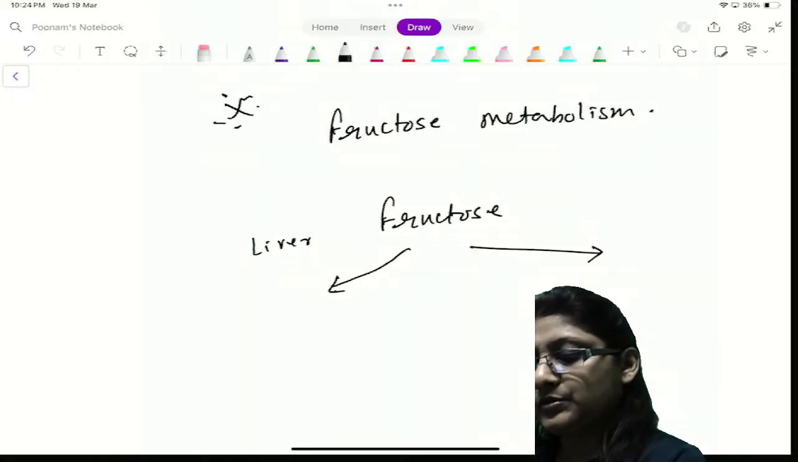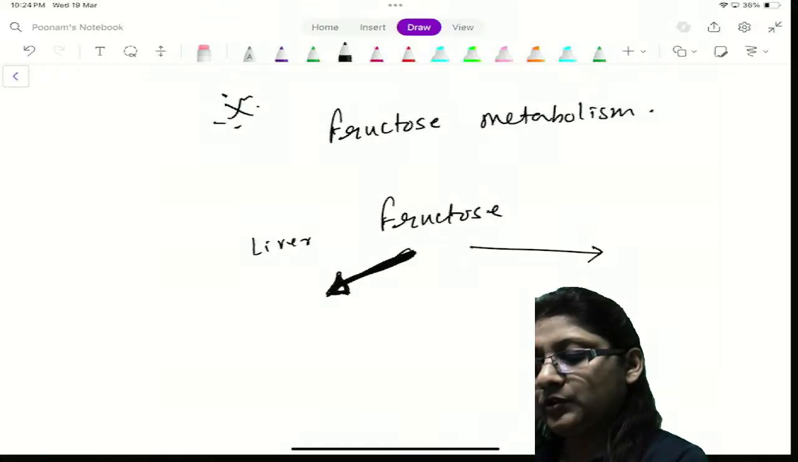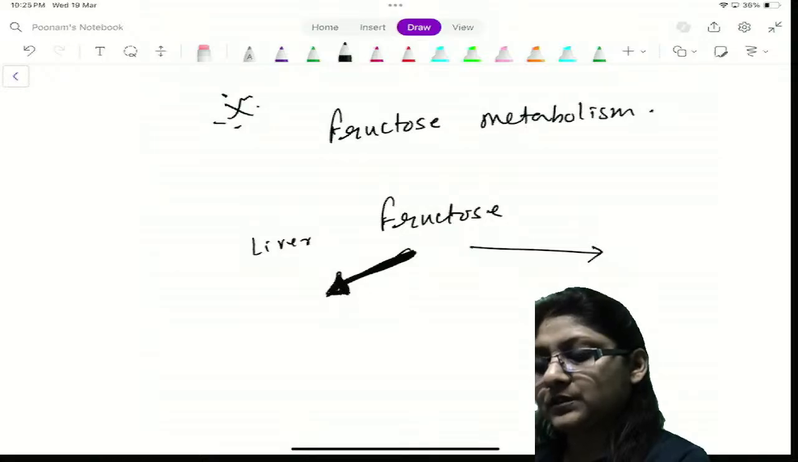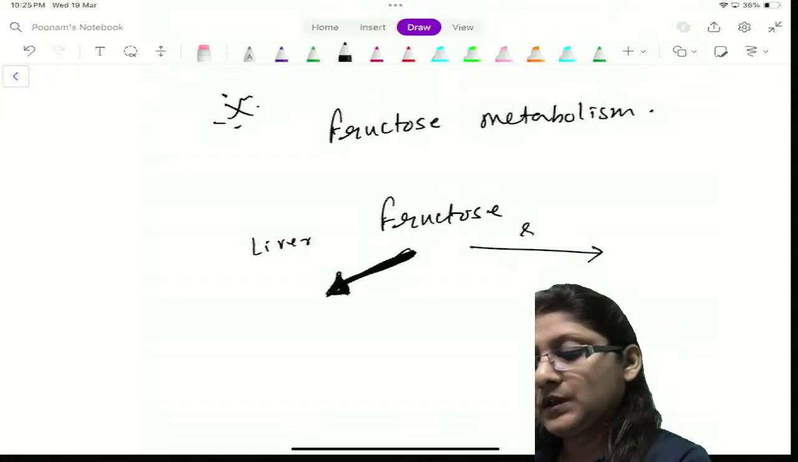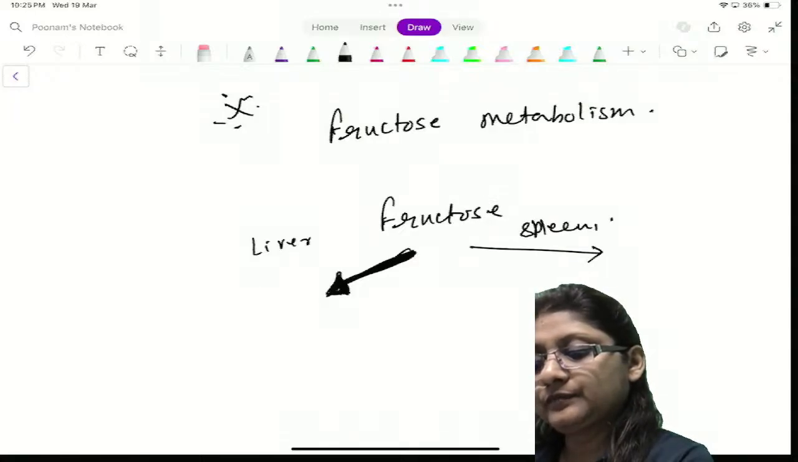I will draw a bold arrow here in the liver because major quantity of this dietary fructose is utilized in the liver and a small quantity of this fructose is utilized in spleen, placenta, testis, sperm.